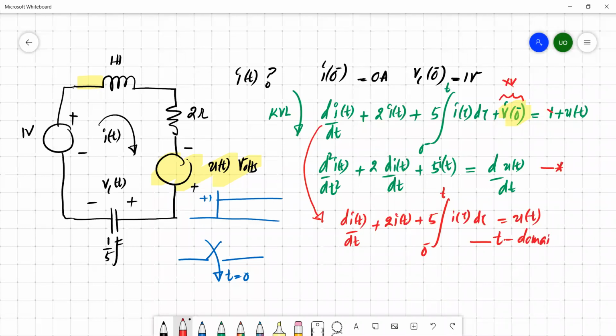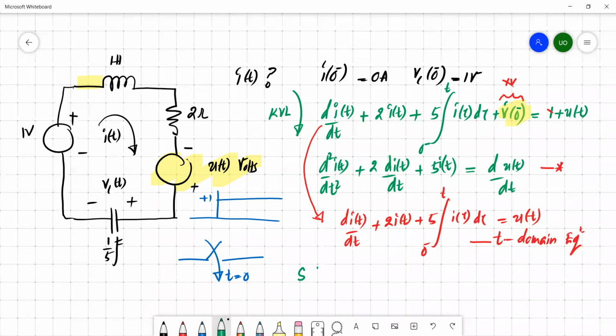So you can simply apply the Laplace transform to convert this time domain equation to the S domain. We have a derivative term, a linear term, and an integral term there. So how do you convert it to the Laplace domain? You can simply apply the Laplace transform theories. If it is a derivative term, then it becomes this.